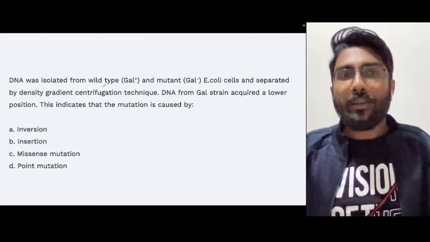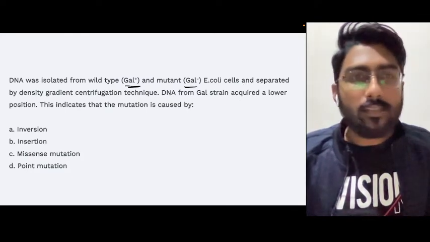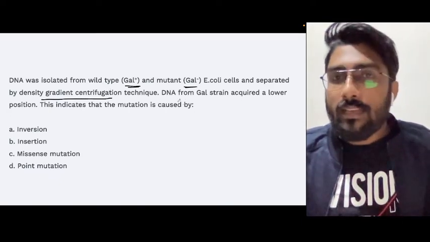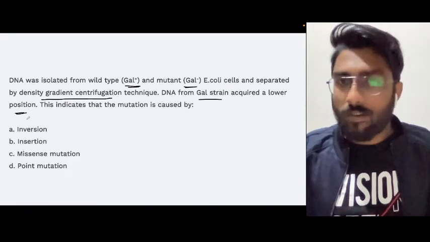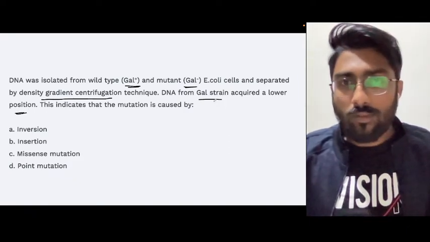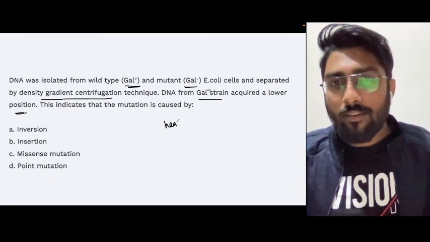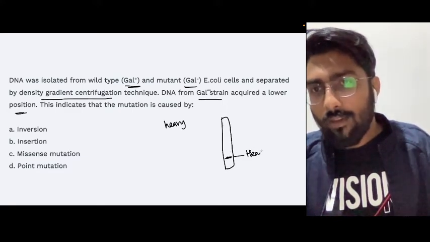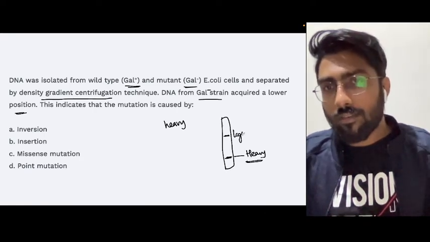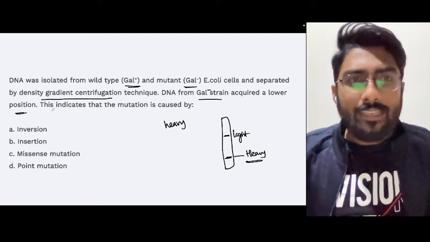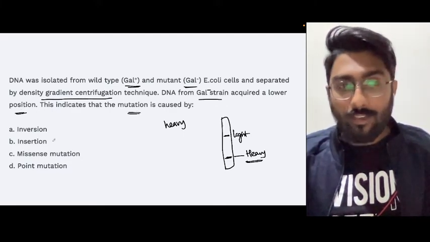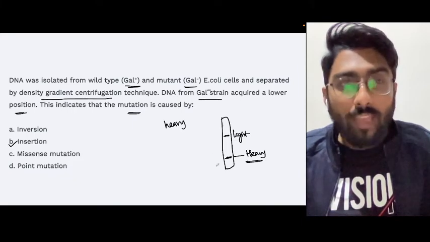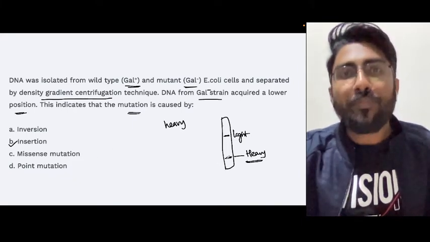So the meiosis will complete at that time. Next. DNA was isolated from wild type and mutant type cells and separated by density gradient centrifugation. So it will depend on the molecular weight of that particular DNA. DNA from the gal strain acquired a lower position. So that means gal minus, I think. It will be heavy. In density gradient centrifugation, a heavy molecule will stay in the lower part, the light one will stay higher. This is a very simple concept. This indicates that the mutation is caused by insertion. If there is an insertion, then the number of nucleotides will increase. Obviously, that DNA will be heavy and will stay below in the density gradient centrifugation.